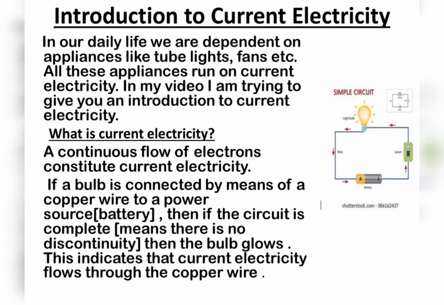Now, if a bulb is connected by means of a copper wire to a power source or battery, and if the circuit is complete, that means there is no discontinuity in the circuit, then we will find the bulb glowing. This indicates that current electricity is flowing through the wire and then through the filament, which is connected to the wire and to the battery, for which the bulb is glowing.